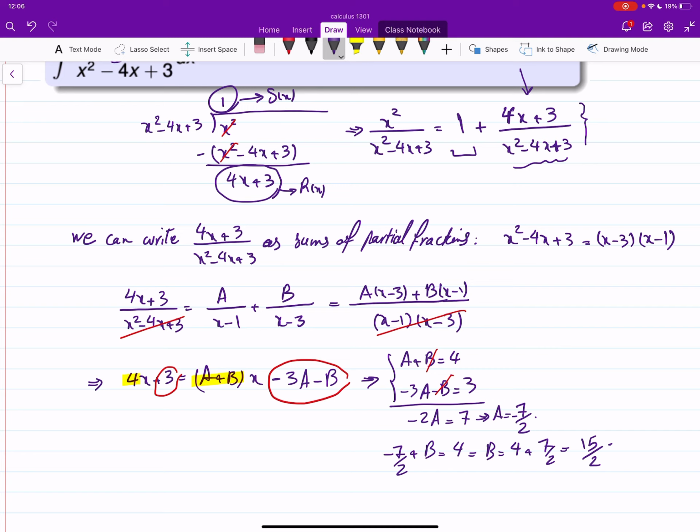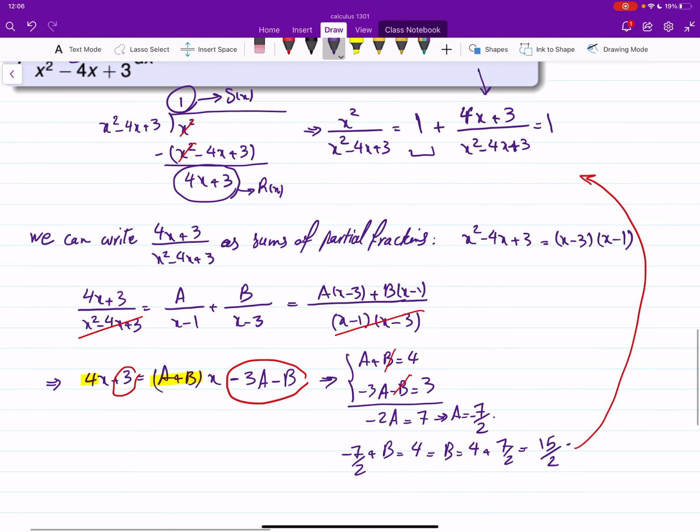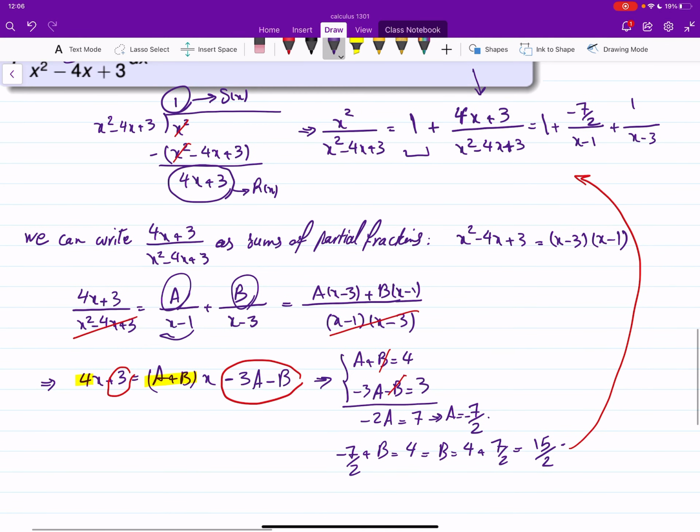So let me then go back to our work here. Now I know how to write that piece as a sum of two partial fractions. Just remember that there's a 1 there, plus there is x minus 1 and there's x minus 3. And in the numerator for x minus 1 we have a, which I now know is negative 7 over 2. For x minus 3 we have b, 15 over 2.